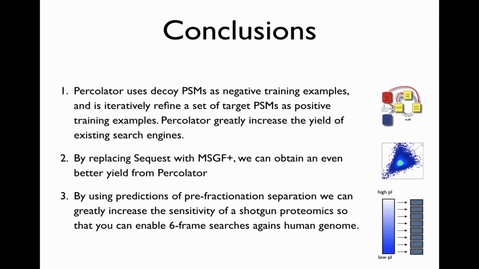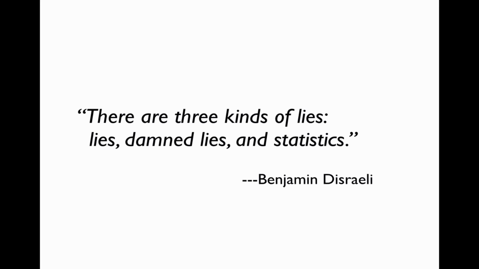Let me end this presentation with yet another proverb. In this case, it's a proverb that Mark Twain claimed that Benjamin Disraeli uttered. Benjamin Disraeli was a British prime minister during the late 19th century. And he supposedly has said that there are 3 kinds of lies: lies, damn lies, and statistics.